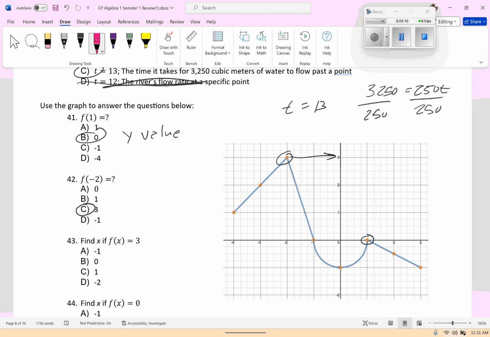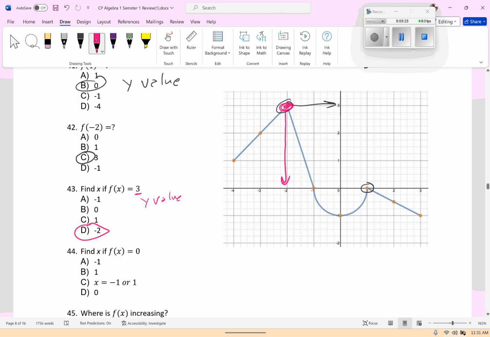43, f at x equal to 3. So this one's going to be a little bit different. This means I need to find the x value where the y value is 3. So the y value of 3 is up there. What does that point to? And it points to -2.